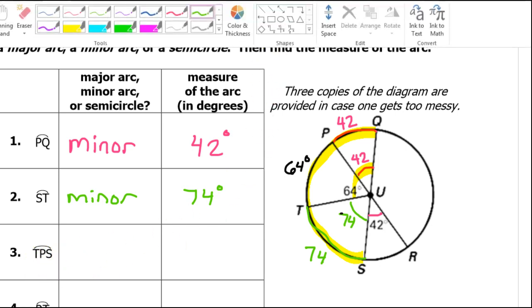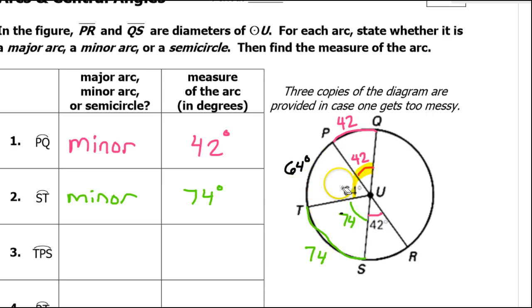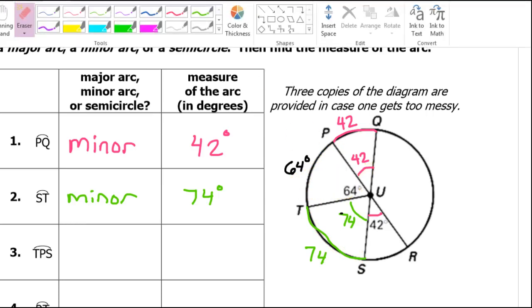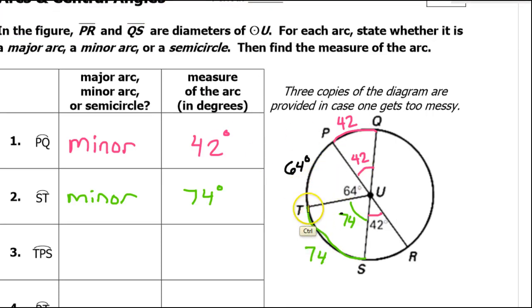Okay, now how about arc TPS? Now if I could just erase this yellow, because I might need that in a moment. Arc TPS has to start at T, go through P, and continue until we get to S. So please understand that that is the arc that we're looking for. So this is definitely going to be a major arc. I can see that it is bigger than 180 degrees.